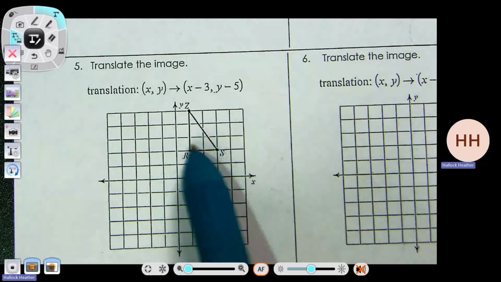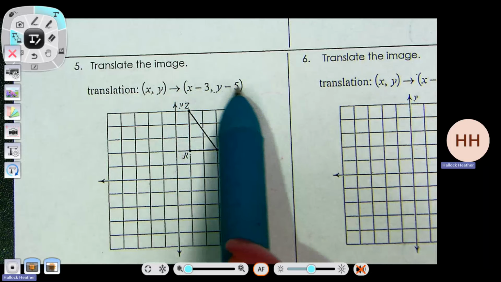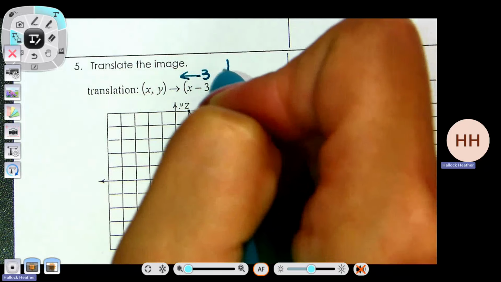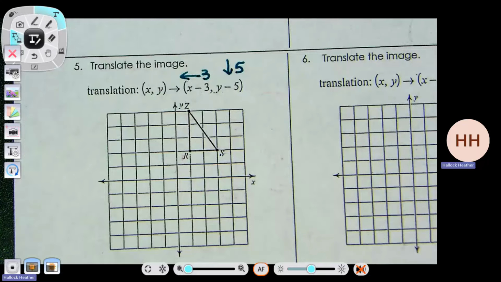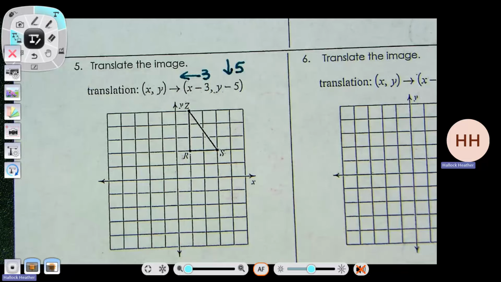So I am given a triangle, and the translation is x minus 3, y minus 5. So because it's minus, this is going left 3. And this one is going down 5 because you are going side to side and up and down. So I'll start with R. We're just going to plot the points and be done.